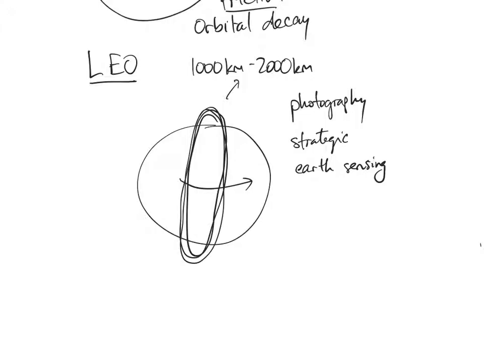But that fact that they have a 90-minute or so orbit, because they're so low, they're covering a lot of the Earth's surface. Remote sensing is the word I was looking for. Studying the Earth's surface.